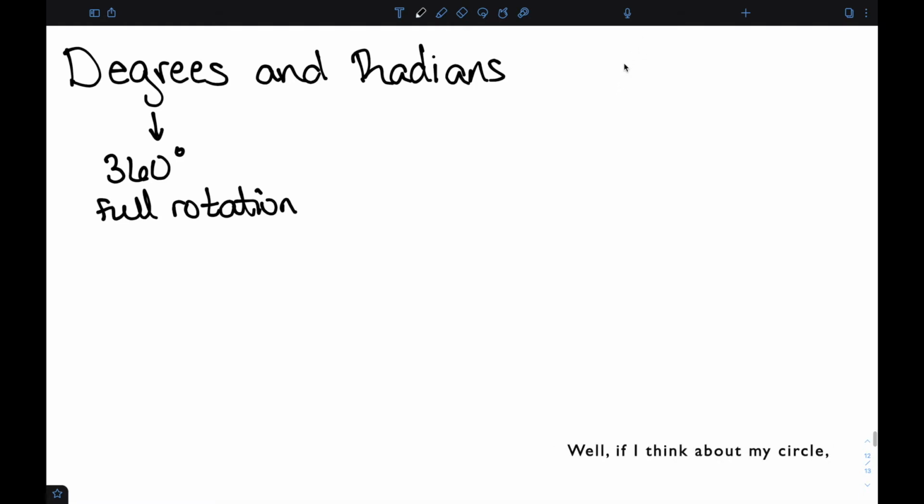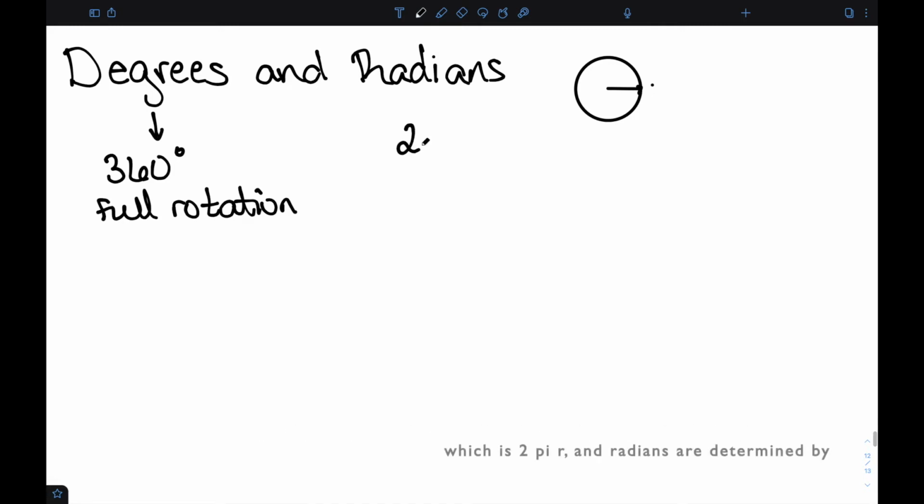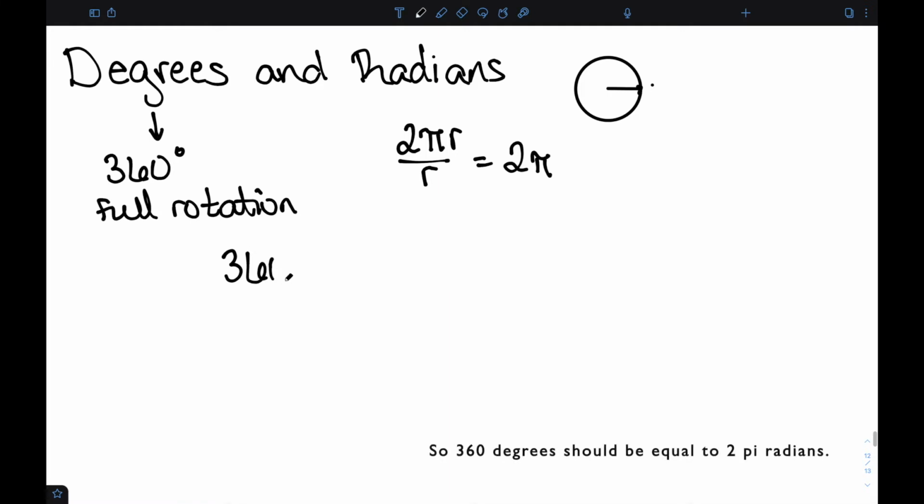Well, if I think about my circle, and I think about what this looks like in terms of my angle, the arc intercepted is actually the entire outside. It's the entire circumference, which is 2 pi r, and radians are determined by the intercepted arc divided by the radius. So for radians, there's 2 pi in a full rotation. So 360 degrees should be equal to 2 pi radians.